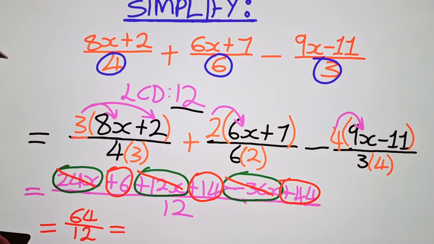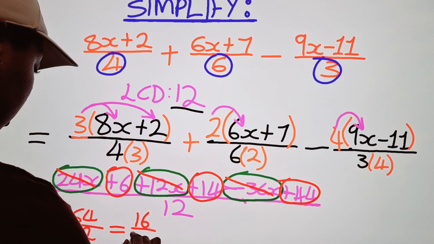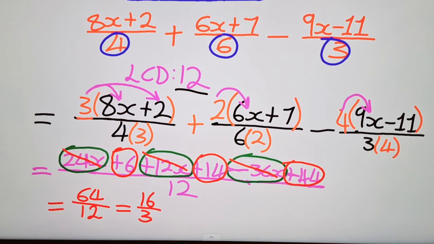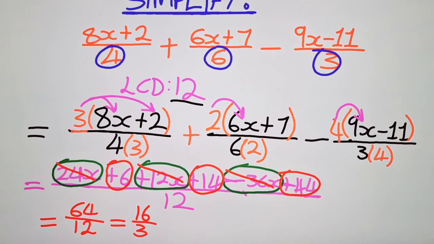This one will just be simplified to 16 over 3. So the answer, if you change it to decimal, 4.333, so the answer is 16 over 3 here. Then, yeah, this is the answer.